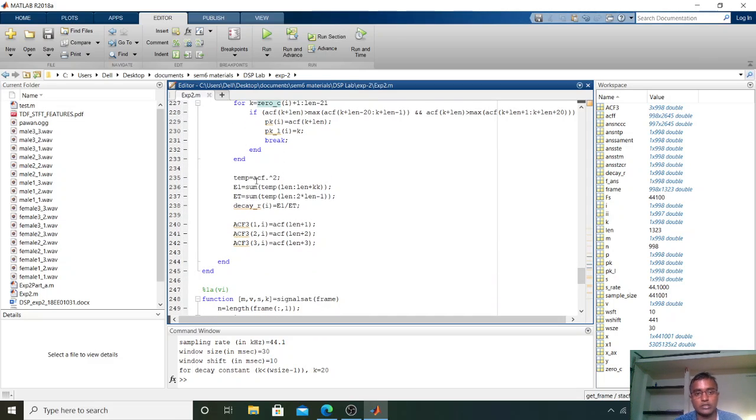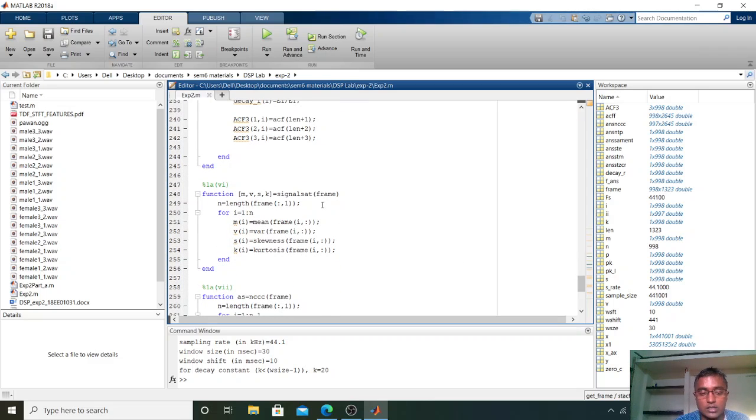After that, the decay rate. For the decay rate, I am squaring my autocorrelation function array and storing it in temp, and then I am summing from k equal to 0 to k equal to k, which was given by our user. So E1 is calculated, and then ET. In ET I am calculating the whole energy from k equal to 0 to k equal to infinity. After that, decay rate is equal to E1 by ET, and I am storing it for I, meaning first frame, second frame, in this tab. Then the ACF values, the first 3 ACF values. So here I am taking k equal to 1, k equal to 2, k equal to 3, and storing the first 3 ACF values.